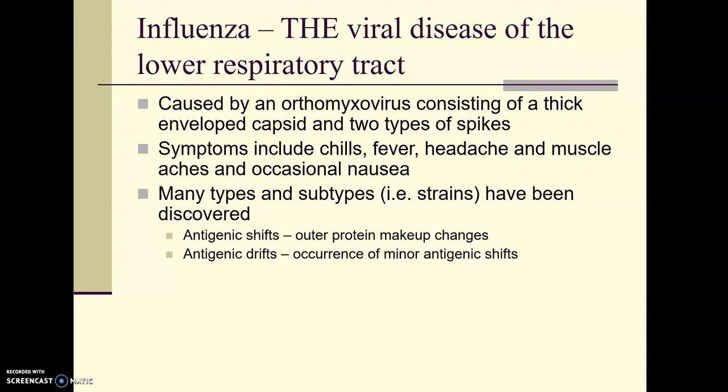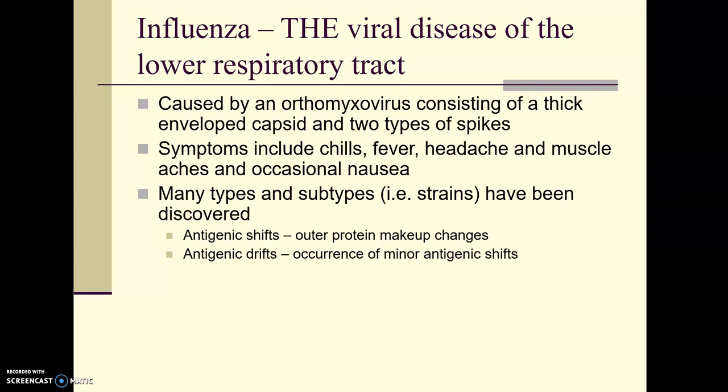So there's all kinds of different strains of the flu that have been discovered. The flu is probably the most mutagenic virus that we've ever known. Antigenic shifts, we already know what that is. That's when the outer protein makeup changes. The flu also has the ability to do antigenic drifts. That's when just very minor antigenic shifts occur. So the flu is so changeable that the virus is different just about every year.